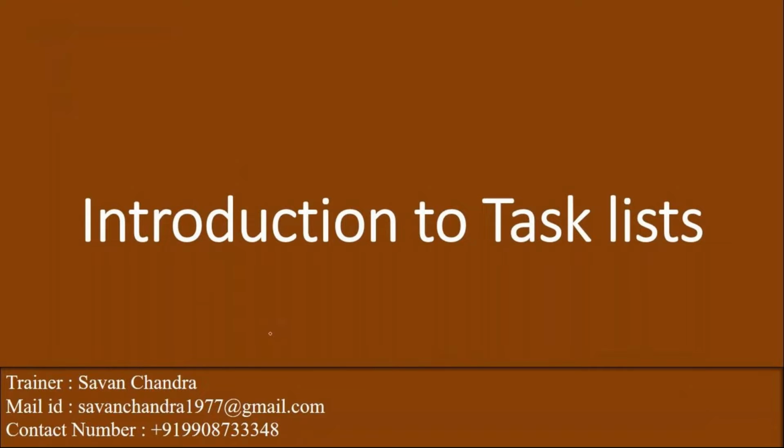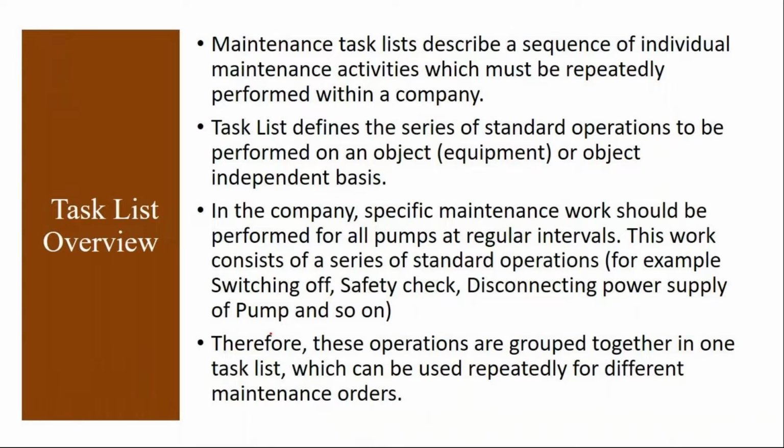So what are task lists? Maintenance task lists describe a sequence of individual maintenance activities which must be repeatedly performed within a company or at the customer side. Suppose we are discussing plant service. You have an agreement with your customer that every month I will come and do some servicing. During that servicing, I will do some regular tasks. Those tasks you will put in the task list.